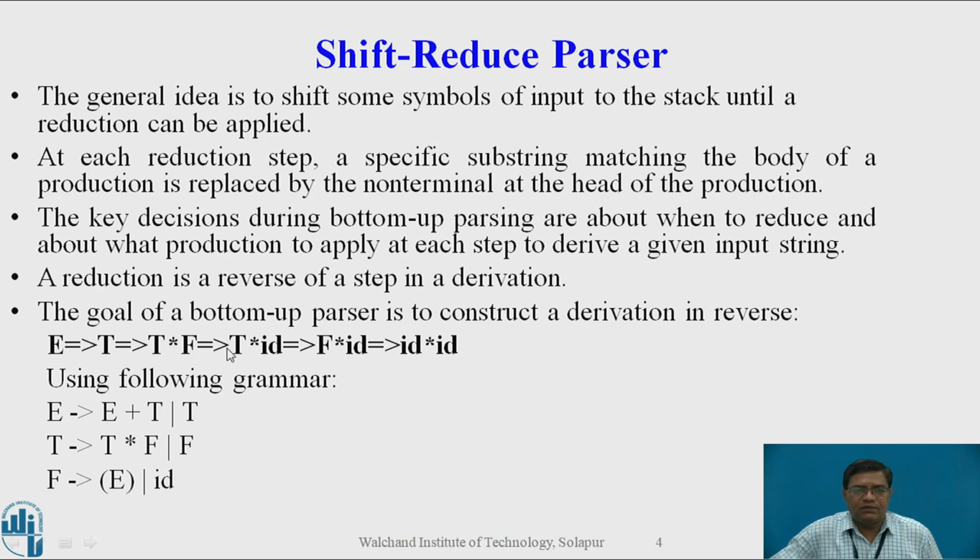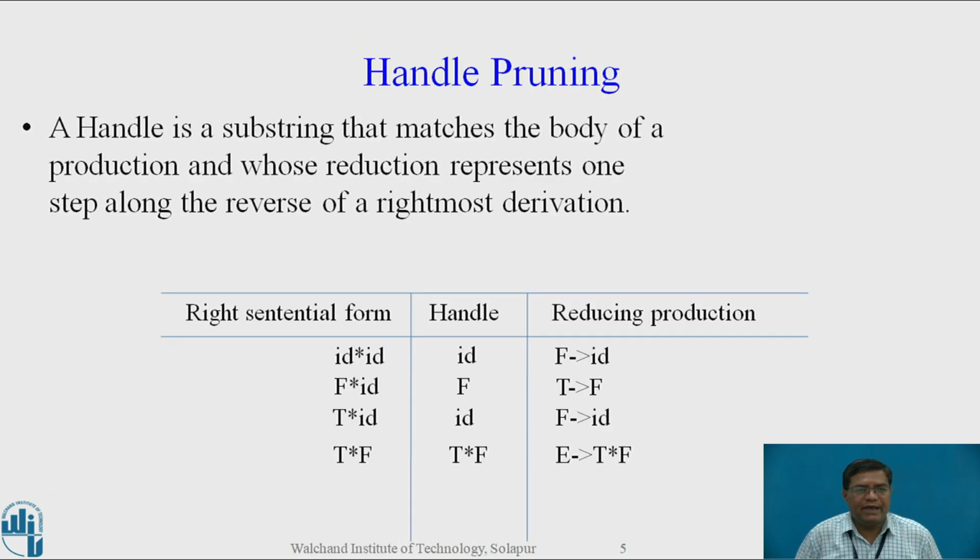In the next step, the second id is reduced to F. Now the string is T star F. T star F matches the first production of T, so T star F can be reduced to the head of the production, T. And this T is the body of the second production of E, which is reduced to E, and E is the start symbol of the grammar. So when we reach the start symbol by reducing the given input string, we can say that the input string is parsed successfully and it can be accepted.